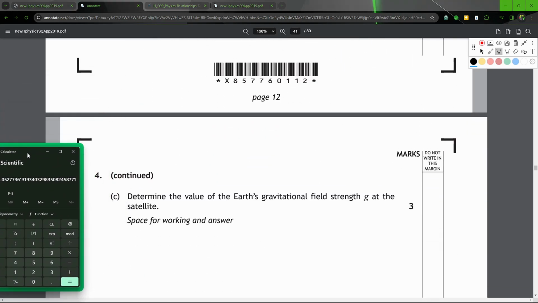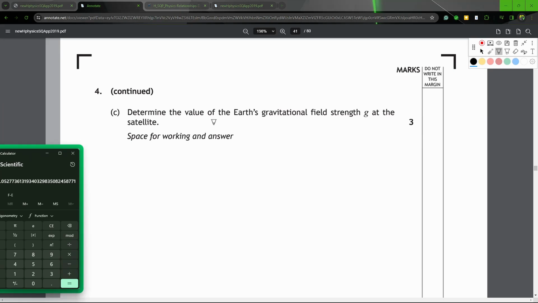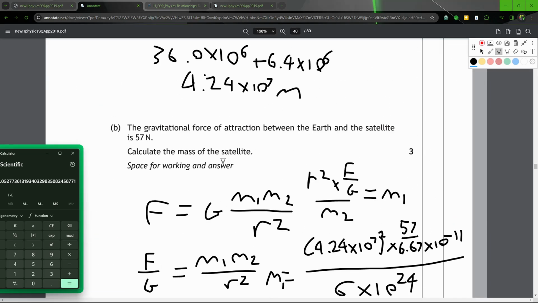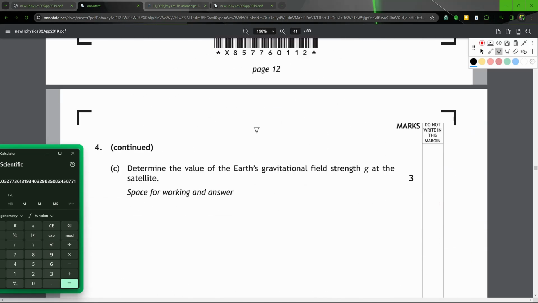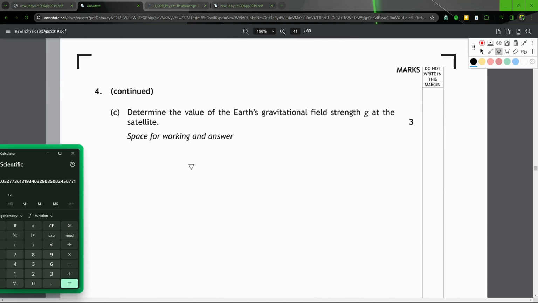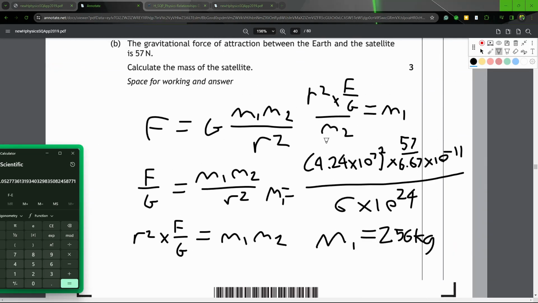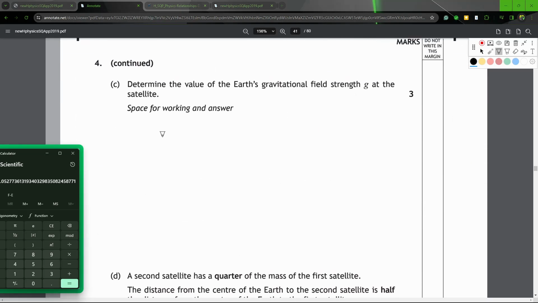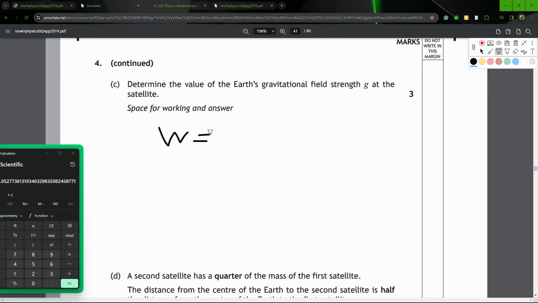I'll leave this calculator up, I think. Determine the value of the Earth's gravitational field strength g at the satellite. So there are 2 ways you can go about doing this. You could just use this formula again, but replace one of the m's with 1. You can do that, but it's probably a bit wasteful because you have to deal with the constant again, and it's a bit of a pain. But also, our old friend W equals mg, you can just use him.